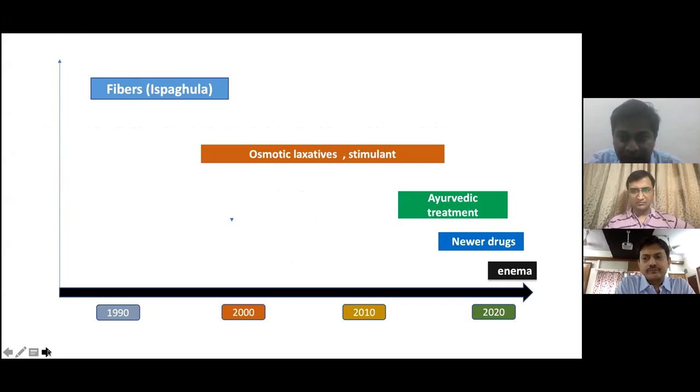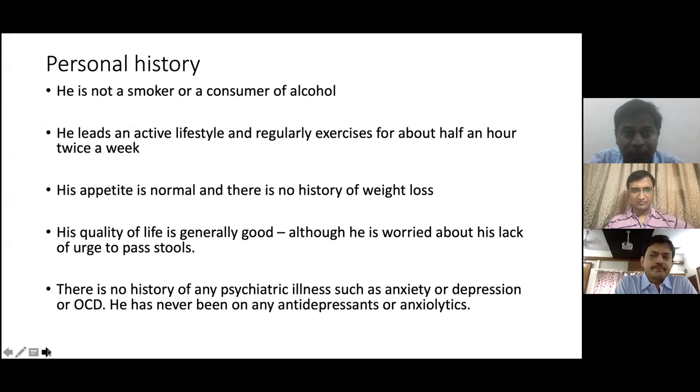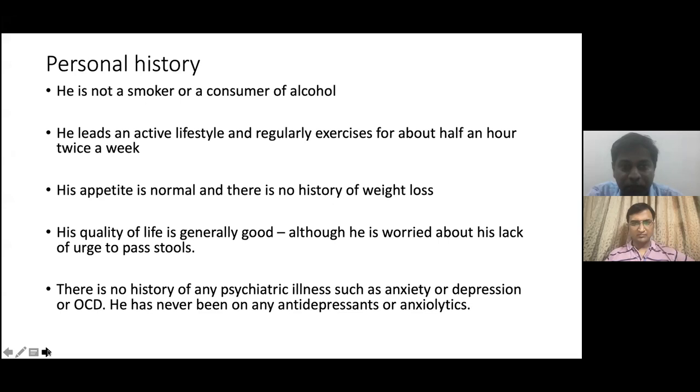Personal history: he does not consume alcohol. He's not a smoker. He has an active lifestyle and regularly exercises. His appetite is normal. There is no history of any weight loss. His quality of life is generally good, although he is worried about his lack of urge to pass foods. There is no history of any psychiatric illness such as anxiety, depression, or obsessive compulsive disorder. He has never been on any antidepressants or any anxiolytics.